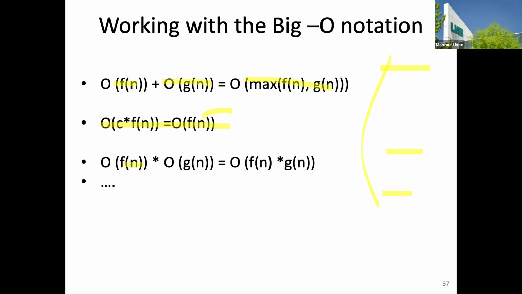But if I'm multiplying them, this is the nested loop. You have a loop here, and then inside it you have another loop. It means for every iteration of this loop, you are going to complete this whole inner loop one more time. In that case, you will multiply their time complexities.